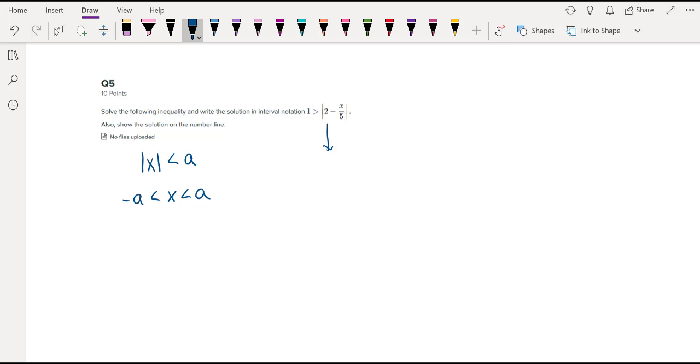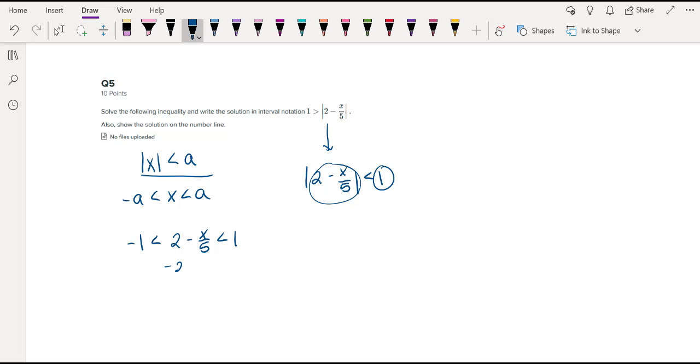Let's rewrite this so that it looks like this format. So the absolute value of 2 minus x over 5 is less than 1. So this section, that's our x, and this is our a. So we can plug it in. We get negative 1 is less than our x, that's the value inside our absolute value, so 2 minus x over 5 less than 1. Cool. Let's isolate x now.